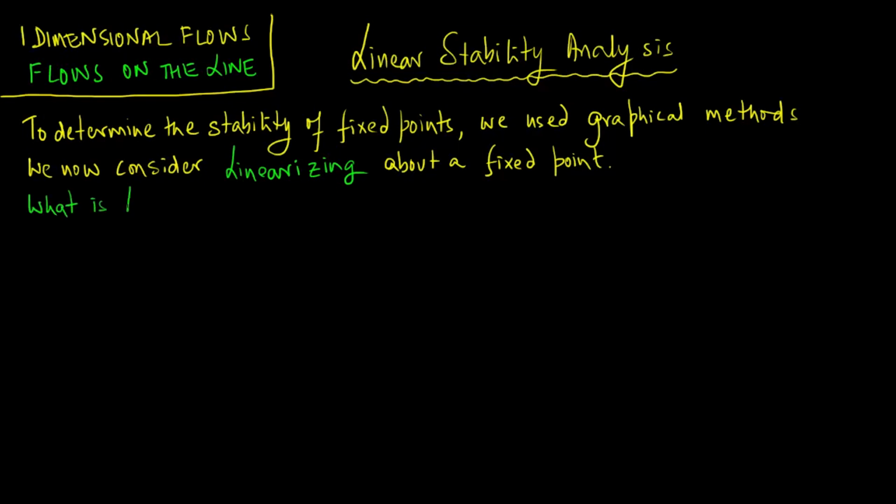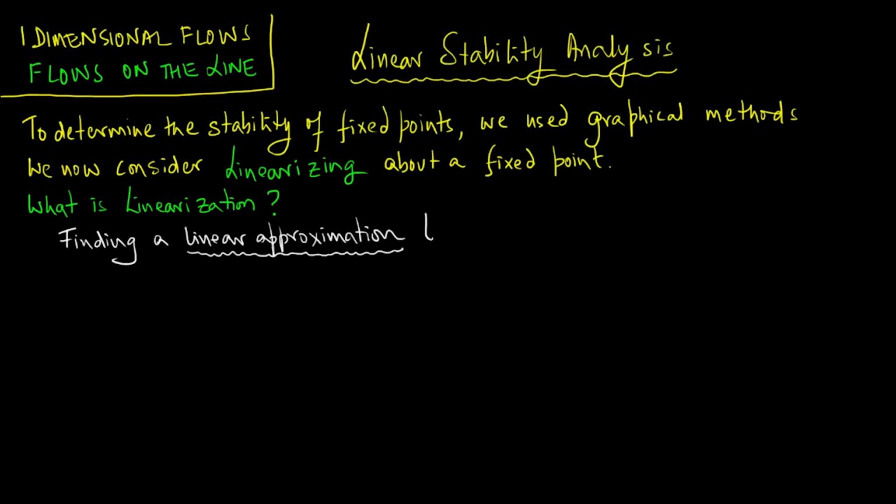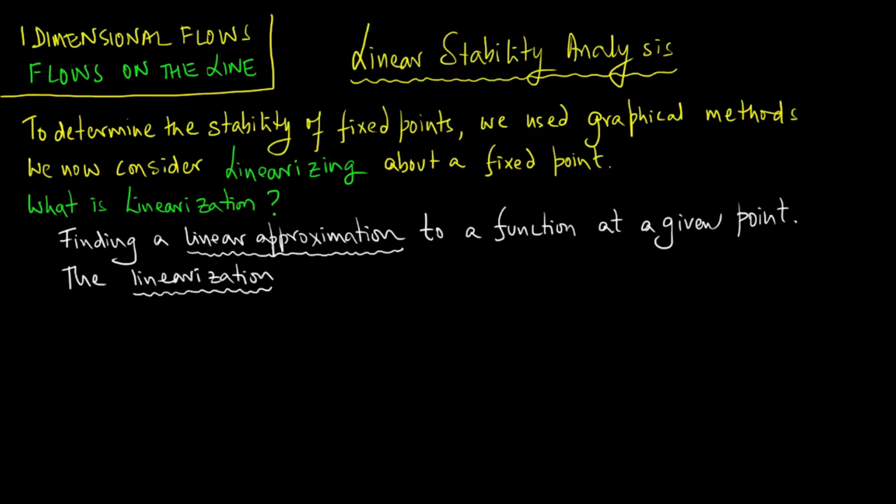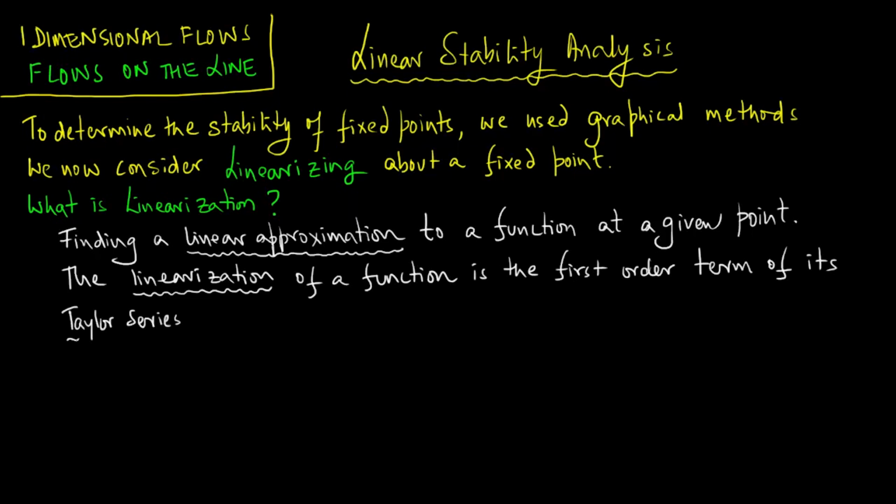What really is linearization? Well, it's finding a linear approximation to a function at a given point. So the linearization of a function is the first order term of its Taylor series expansion around the given point.